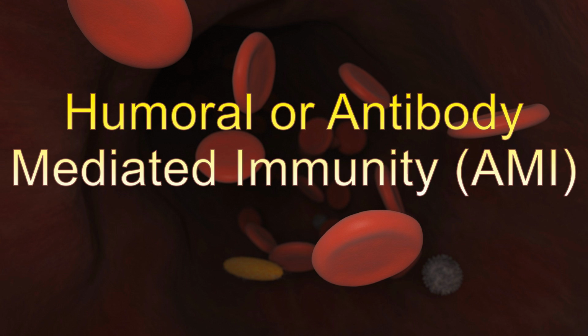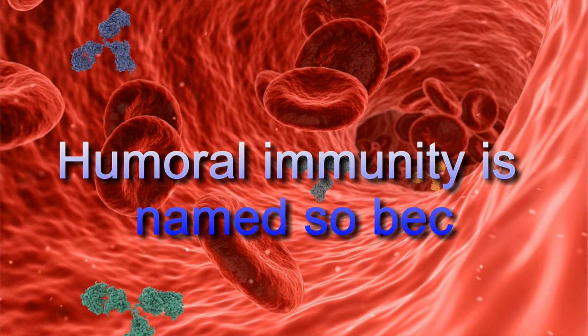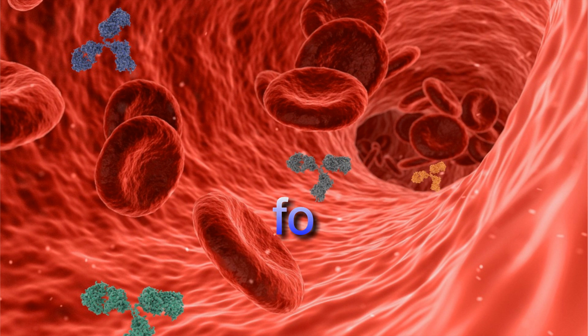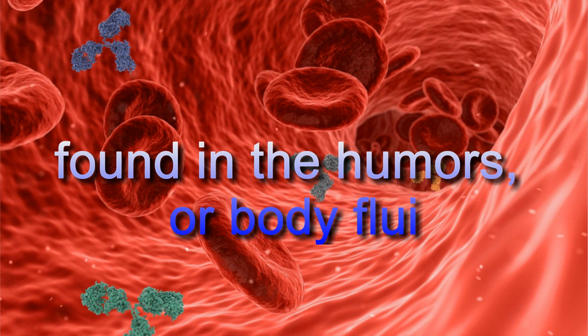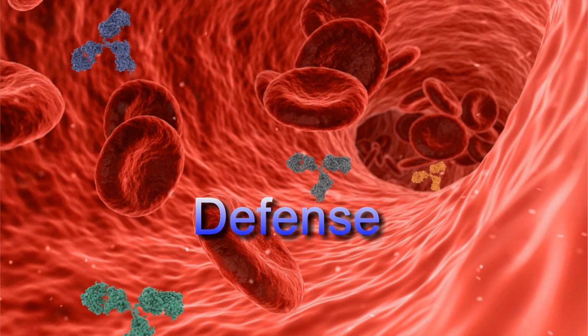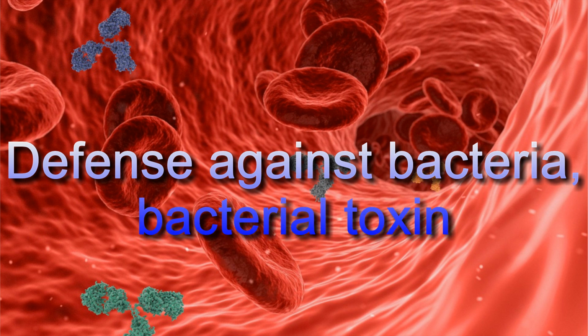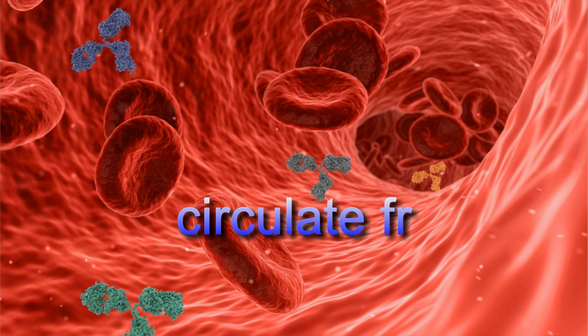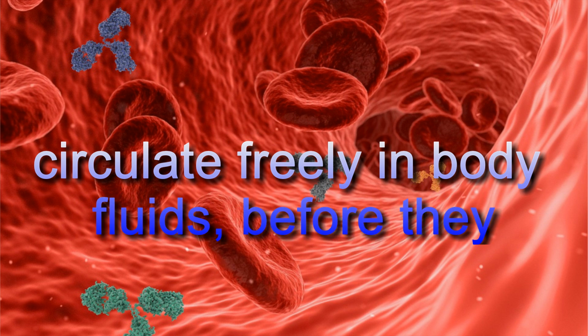Here we are going to discuss the humoral or antibody mediated immunity. Why is it named so, and what is the mechanism behind it? Humoral immunity is named so because it involves substances found in the humors or body fluids, such as antibodies. They provide defense against bacteria, bacterial toxins, and viruses that circulate freely in body fluids before they enter the cells.